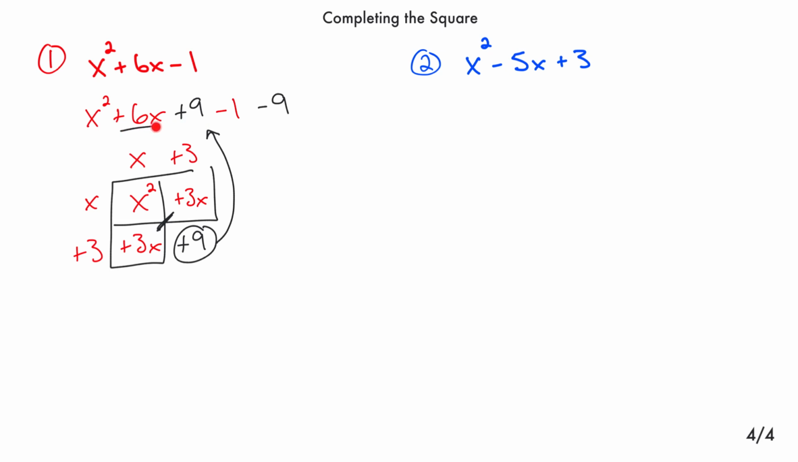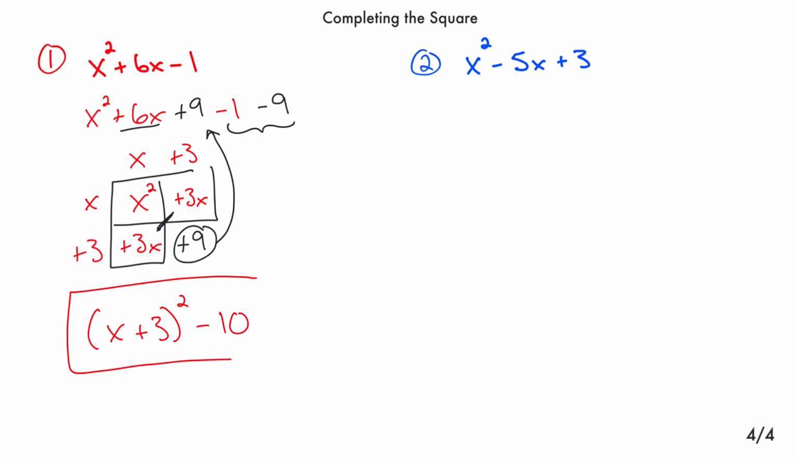These first three pieces, the x squared plus 6x plus 9, factor into x plus 3 times x plus 3, which is simply the quantity of x plus 3 quantity squared. And then the remaining two pieces on the outside, the negative 1 and the negative 9, are going to combine together to get me a negative 10. And here I have my answer.